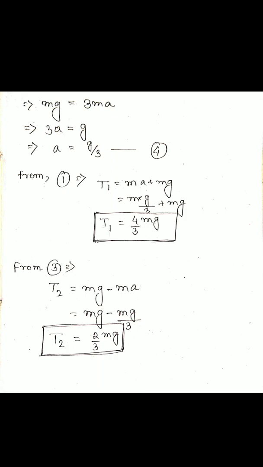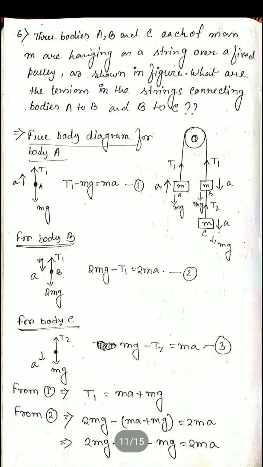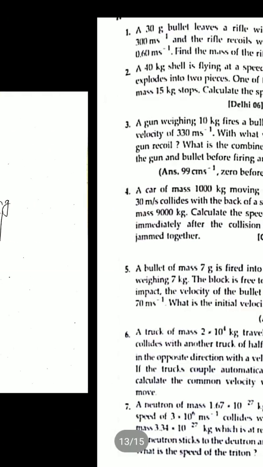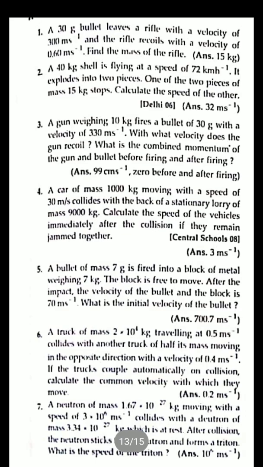If the value of m is given, and g is 9.8 or 10, whatever is given, then you can get the magnitudes of T1 and T2. This will be the expression in terms of mg. T1 and T2, the expressions of T1 and T2 in terms of mg with respect to this figure. Clear? Here I will give some numericals.